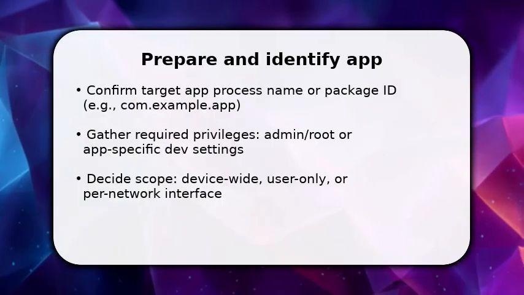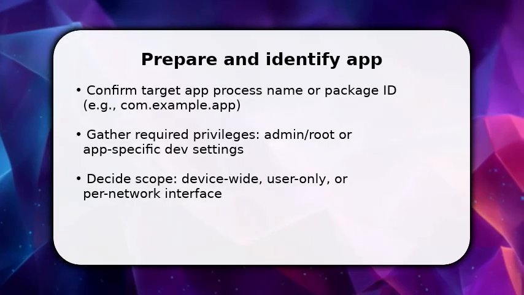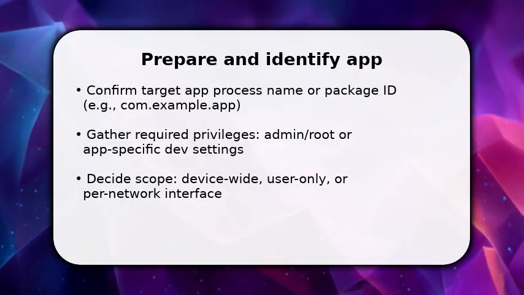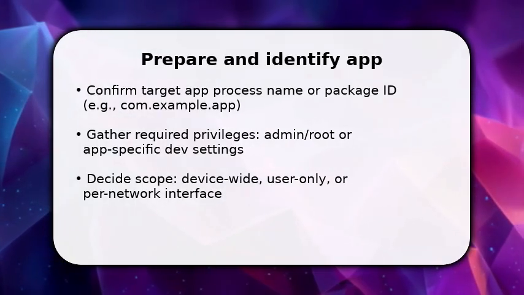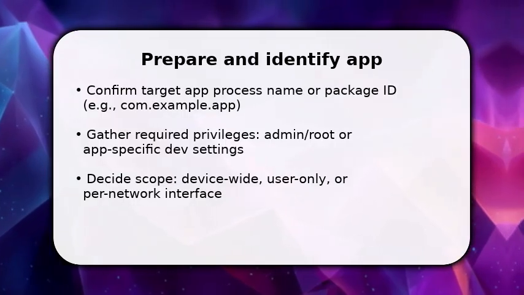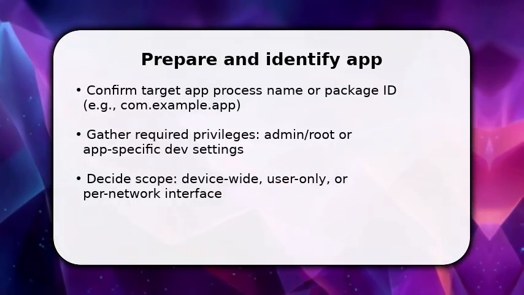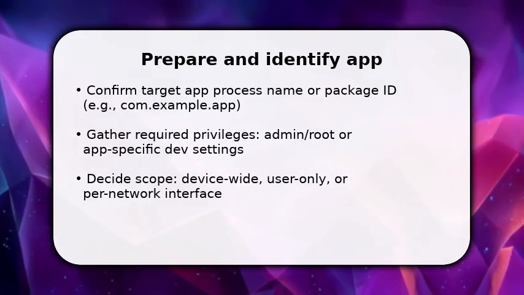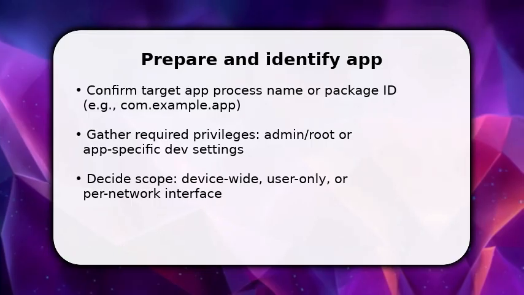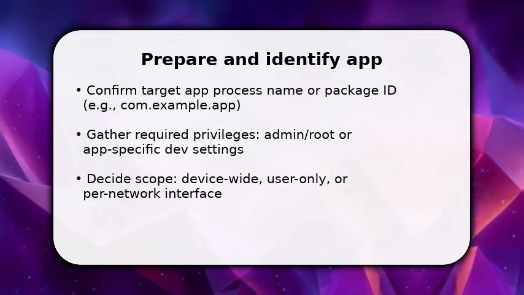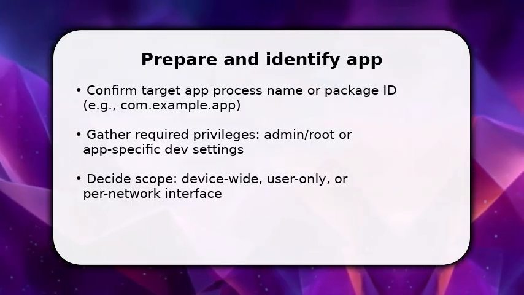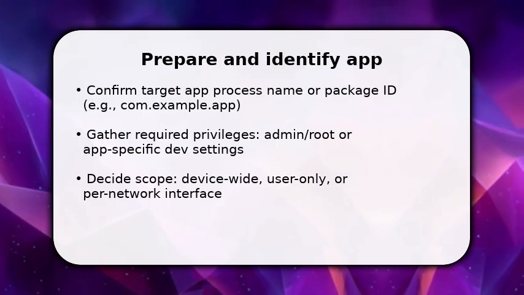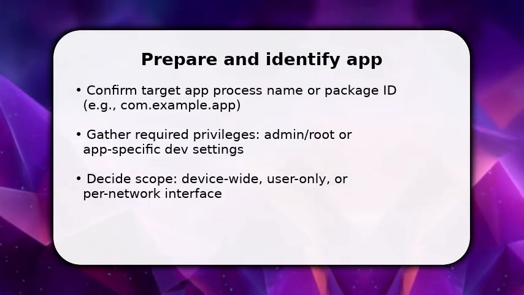You start by identifying the exact app process or package you will block. This matters because tools match by PID, service name, or package ID. Make sure you have the required privileges, root or admin, because without them you cannot alter firewall or routing rules. Decide whether you want to stop network access for the whole device, a single user, or just one network interface. That decision determines the tools and commands you choose.